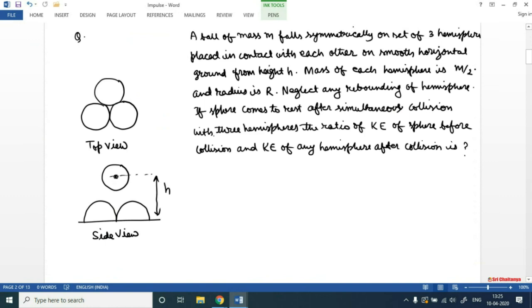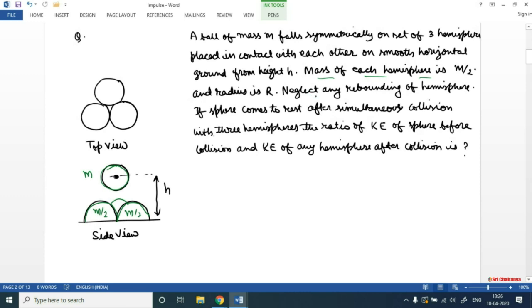This is a ball which is falling over 3 symmetrical hemispheres. These are the 3 hemispheres in top view, and the side view will look like that. It has been released from height h, and the mass of each hemisphere is m by 2, three hemispheres of m by 2 each, and this sphere has mass capital M.